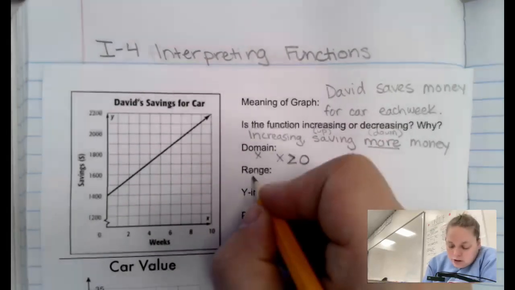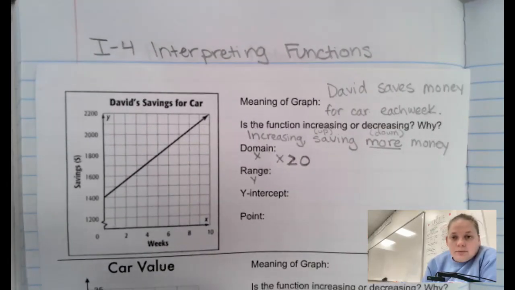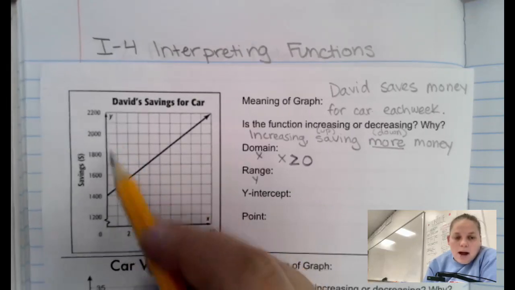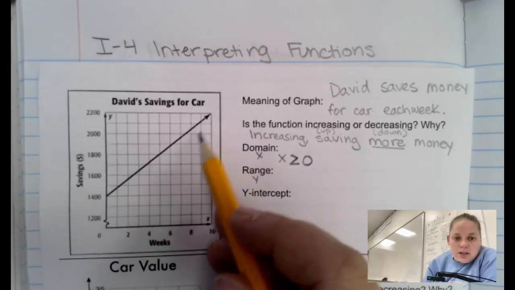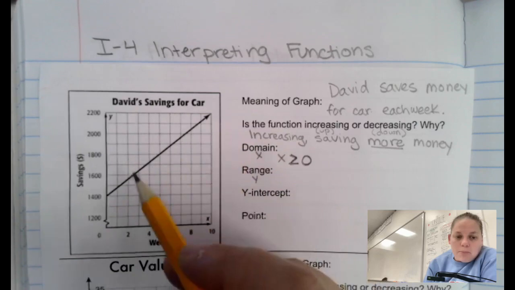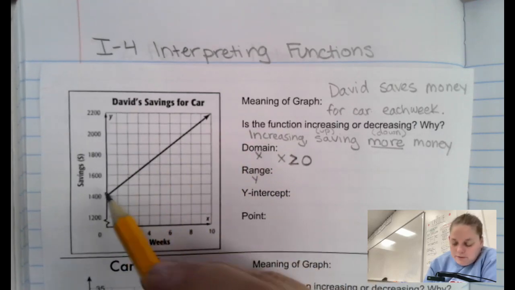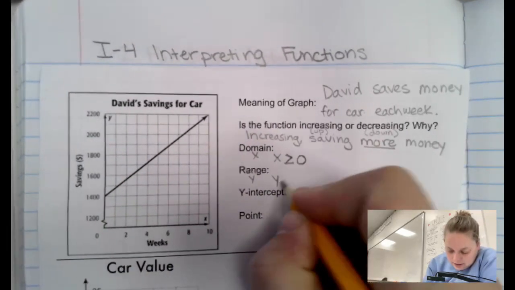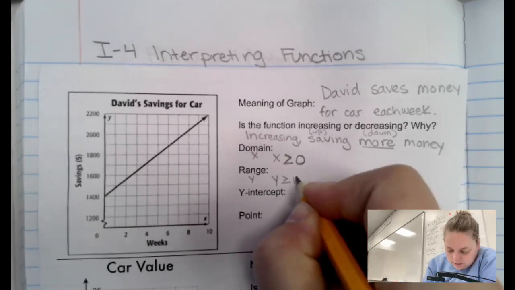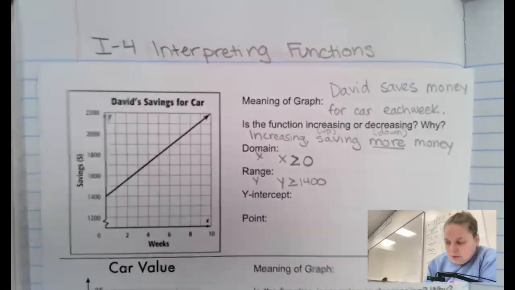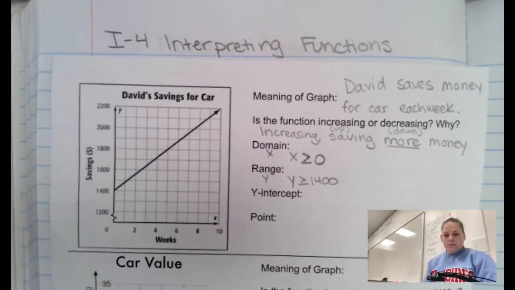Okay, remember our range is our y's. So as I look at my y's, it looks like it's increasing, increasing, increasing. It's going to keep going up, up, up, up, up. It looks like it's starting at 1,400. So y is greater than or equal to 1,400. So $1,400.